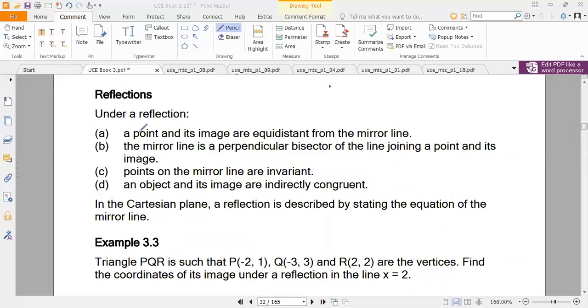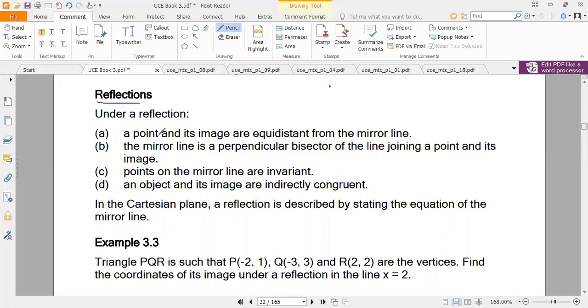Reflections. When we are dealing with reflections, it's the same thing as how we deal with reflections in mirrors. We know that for reflection, the image distance is the same as the object distance. So we should also have that in mind when dealing with reflections in mathematics.